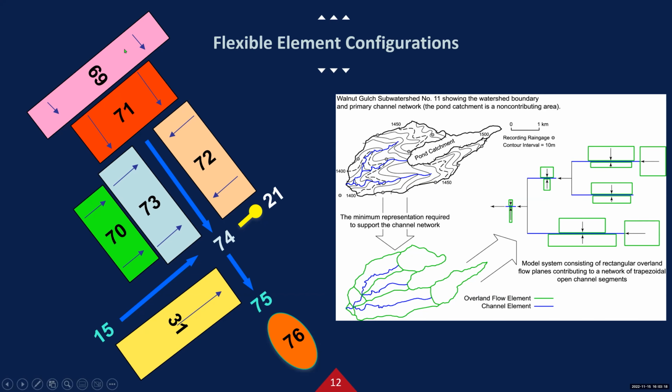Again, we might split one of these overland flow elements. In this case, we've got 69 flowing into 71. And again, this might be an infiltrating area, a field going into an urban area, distinctly different infiltration situations. Same thing here. Could be a distinct change in slope from 70 to 73. We can add in another channel if we feel, and create more elements, if you will.